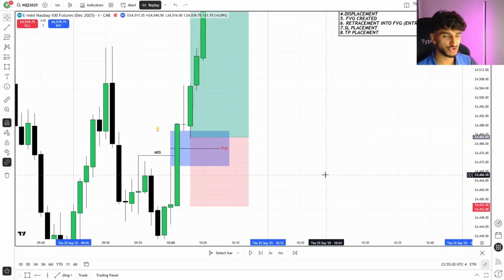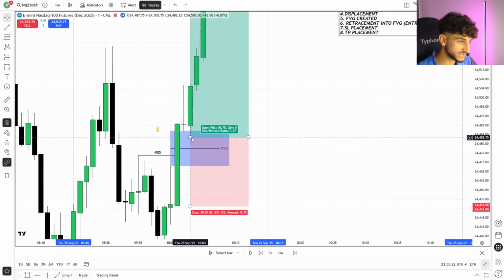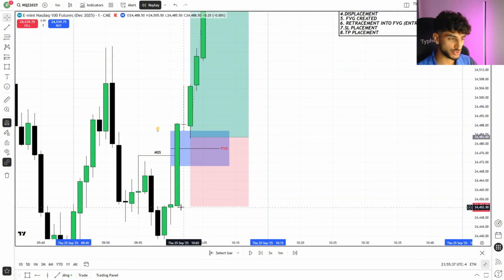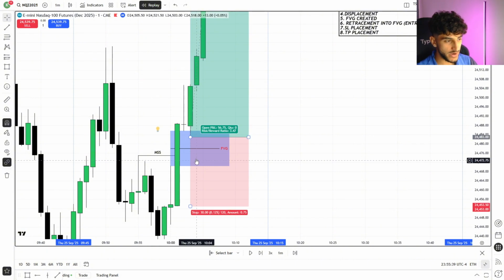Now, I do want to mention to you guys that if you look very closely, my entry is actually not right at the edge of that fair value gap. The reason being is that I wanted to make sure my entry has a maximum stop loss limit of 30 handles below this displacement candle's low. So I would measure out my stop loss and see where my entry has to be.